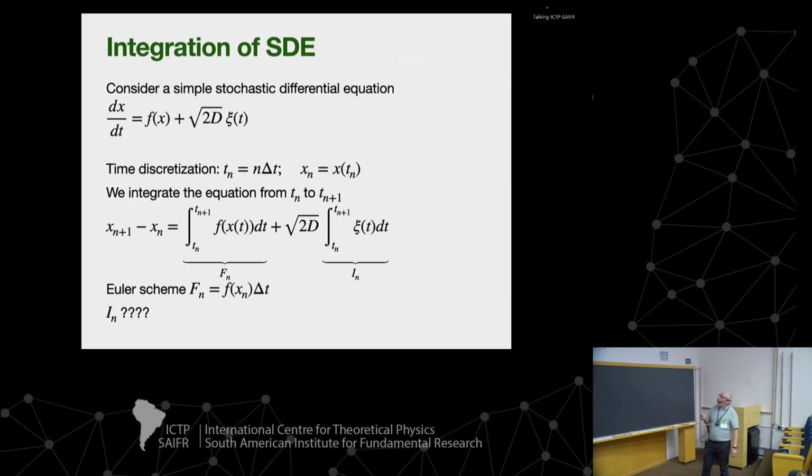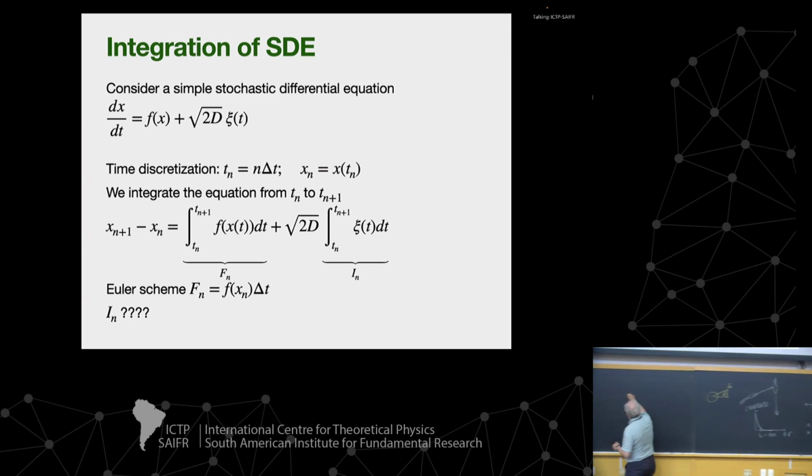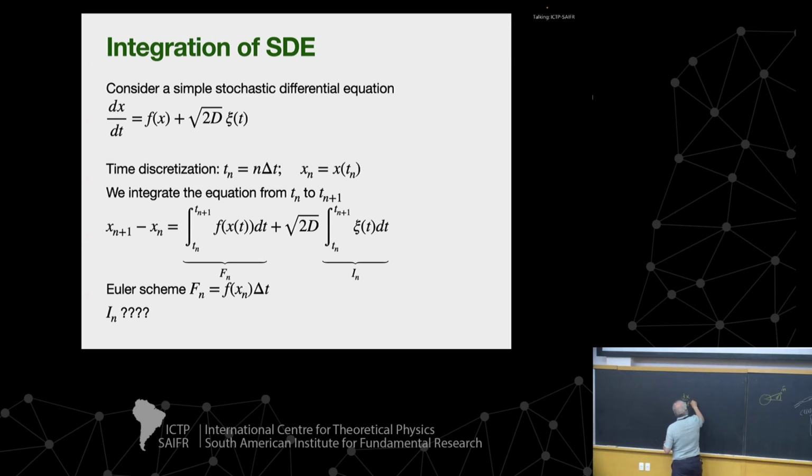So I'm going to show you how you can solve a stochastic differential equation. I'm going to consider this simple case. That is, you have a variable that depends on time. There's a deterministic part and a stochastic part. I'm saying that it's simple because that other equation is complicated.